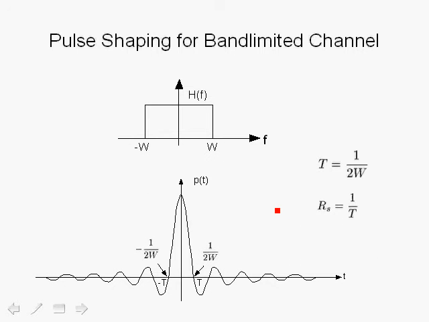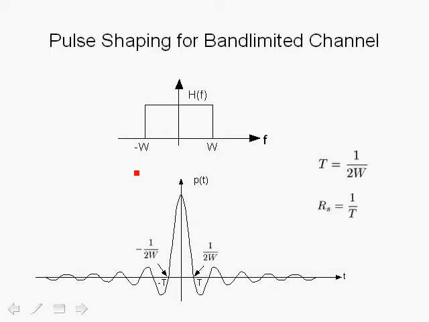A couple of definitions are important. One is the symbol rate. So in this case, the zero crossing of the sinc function is at T. The symbol rate would be R sub s equals 1 over T. Also notice that the zero crossing in the time domain is related inversely to the bandwidth. That is, T equals 1 over 2W. And you can see this from the inverse Fourier transform.